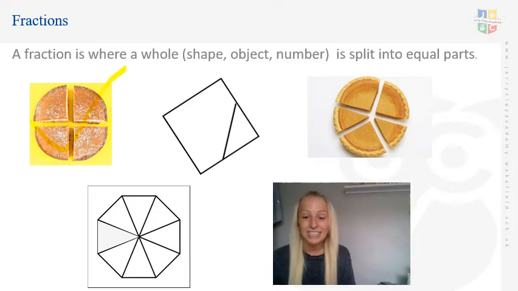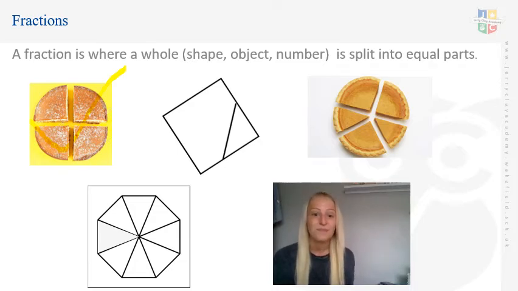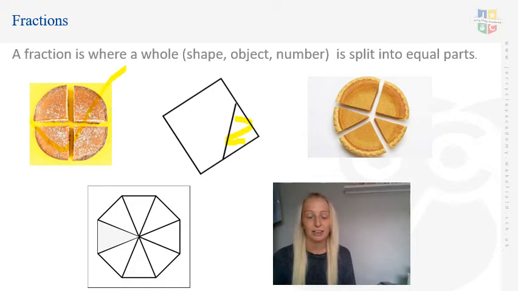Fabulous. Okay, the next shape is a square. However, it has been split into parts, but the parts are not equal. This part is a lot smaller than the other parts. If that was a cake and I had the big part, Mrs. Wilkinson would not be happy. And it wouldn't be fair.